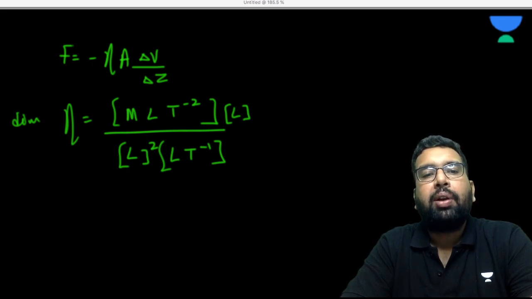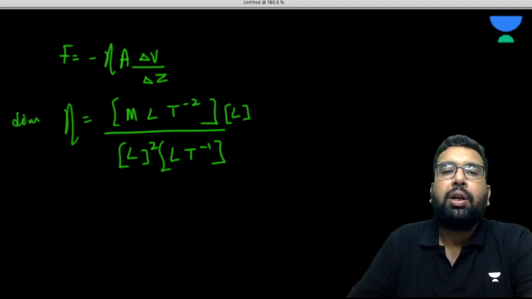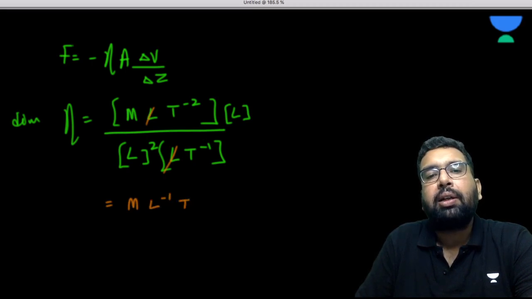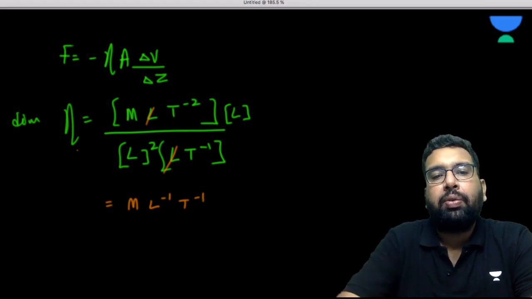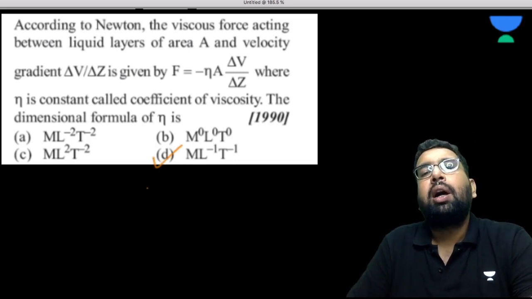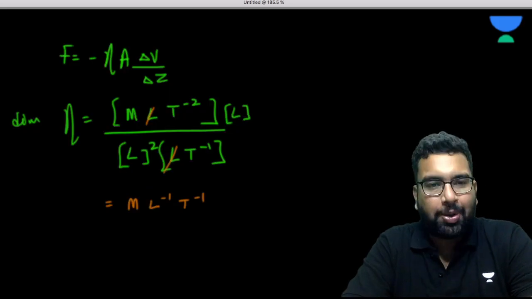So now from here, what can we do? We can sort out the unit of this. So what is the unit? L shall be cancelled out. So we are getting M and this L becomes L minus 1, and T becomes T minus 1. So we are getting M L minus 1 T minus 1. So that is going to be the D option.